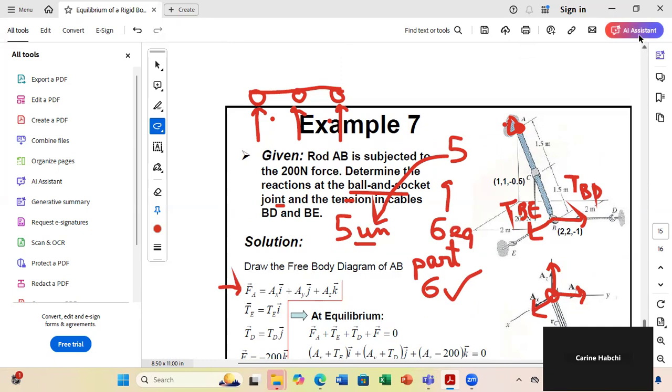Either I use the right-hand rule. For example, here, I have the weight. The weight is a vertical force. Because it's a vertical force, it's parallel to z-axis. I say the weight cannot produce a moment about z. It can only produce moment about y and x. So one possibility is to find the moment by doing the right-hand rule.